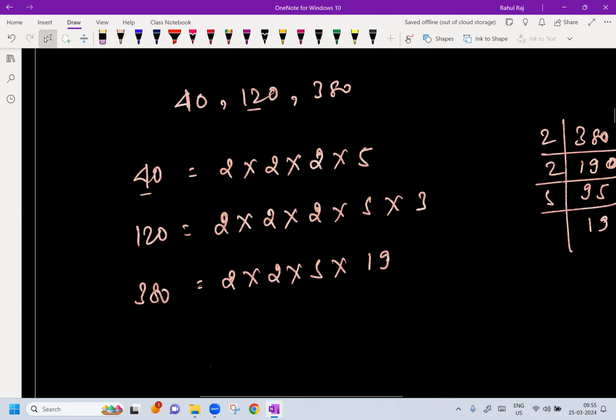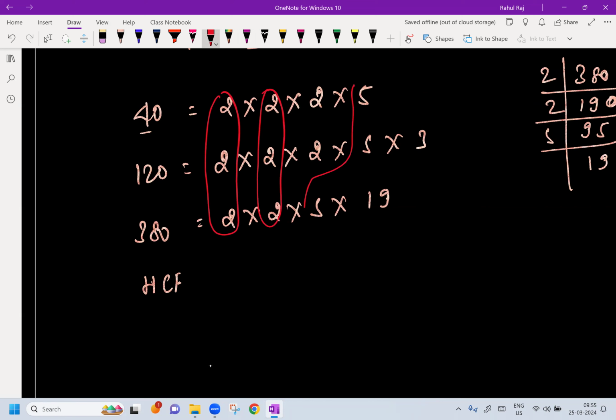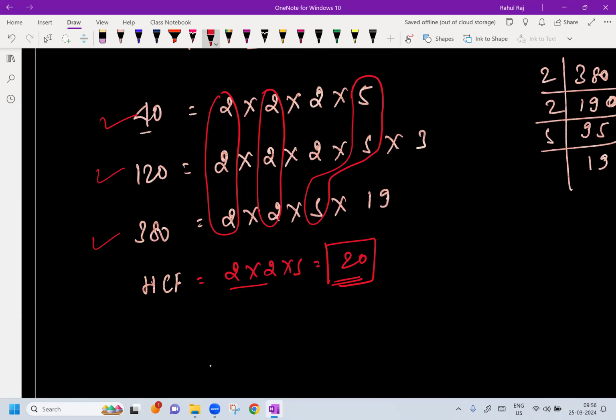So your HCF is normal. HCF is just the common value. I've got 2, 2 here and 2, 2 here, and the 5 is also common. Just change the order, it doesn't matter. So HCF is nothing but 2 cross 2 cross 5, which means 20. So 20 is the highest number which will be a factor of all these numbers. All three numbers, 40, 120, 380, will be divisible by 20.